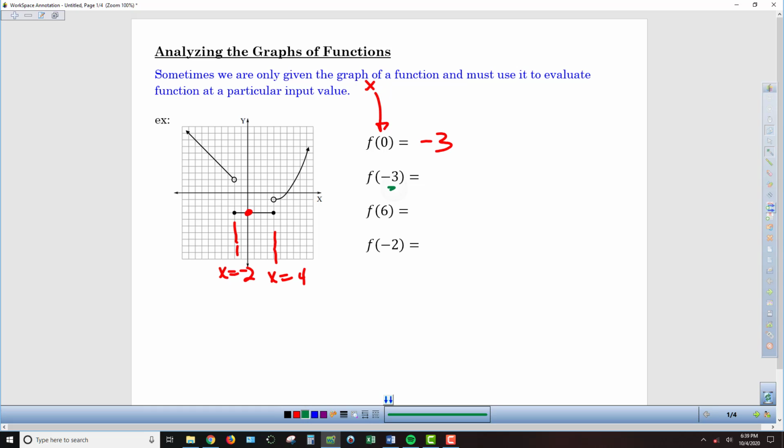For f of -3, now I'm going to go over to -3 for x, and then I move up, it looks like I've got a point right here at +3 as an output. For f of 6, I'm going to go over to 6 along the x-axis, and that puts me right here, so it looks like I have an output of 0.